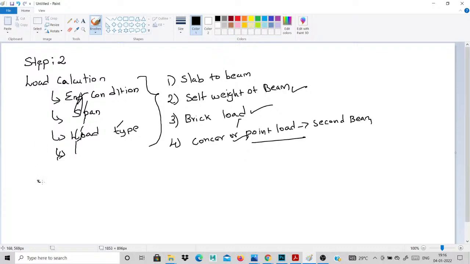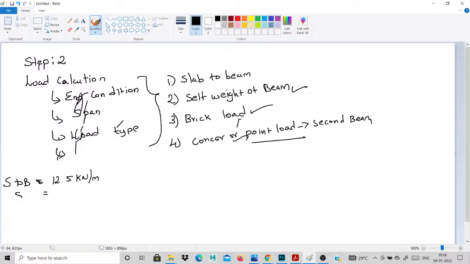Then how to calculate the slab to beam load? I already calculated it in part one. The slab to beam load per meter is 12.5 kilonewton per meter. I already calculated it in part one as 12.5.